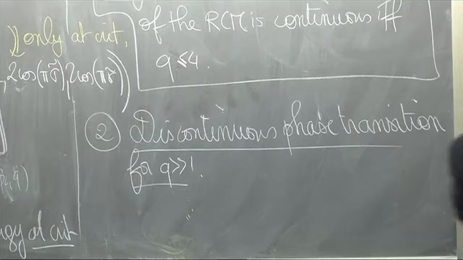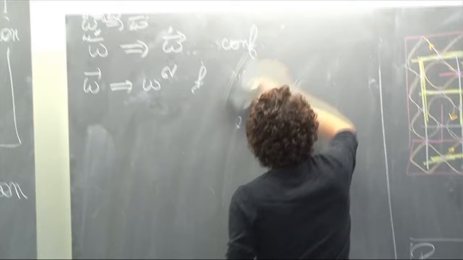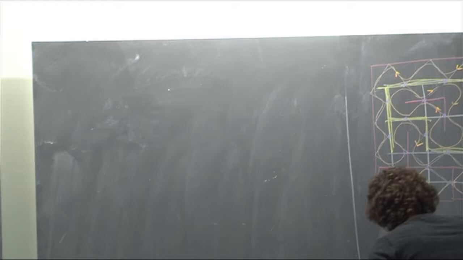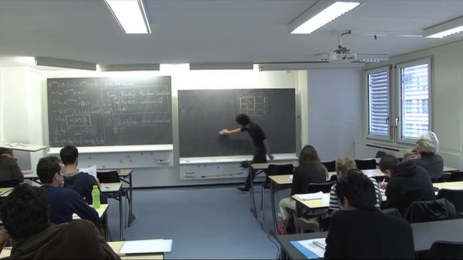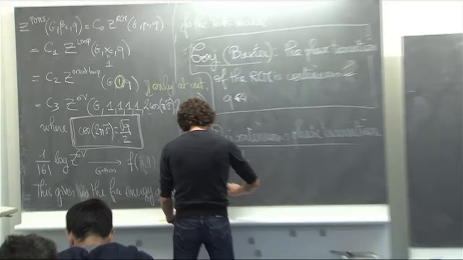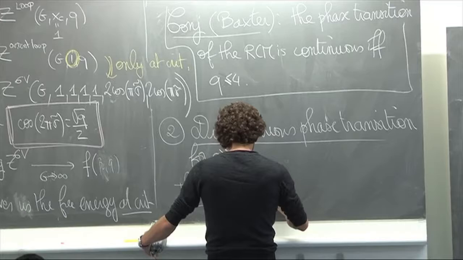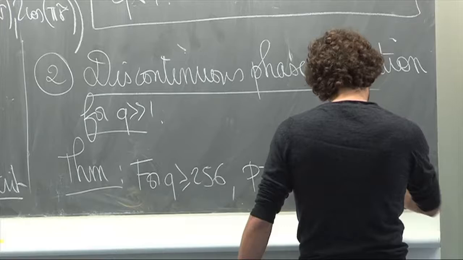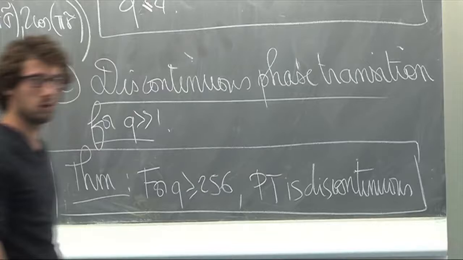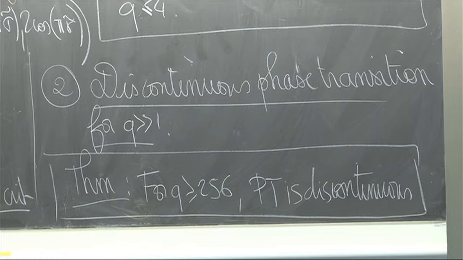And here, I should say that this is a fairly old result. It goes back to the 80s. But the proof I'm going to present is a new proof. I mean, it's still inspired by what they did. It's always kind of the same idea. But it is the proof that I found last year. So, theorem. For q larger or equal to 256, the phase transition is discontinuous. And of course, I didn't try to optimize the 256. In fact, exactly the same proof works for 81 or something like that. But the best result known is 25.72.